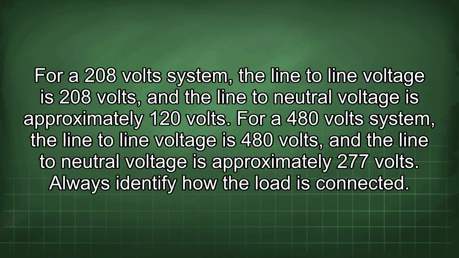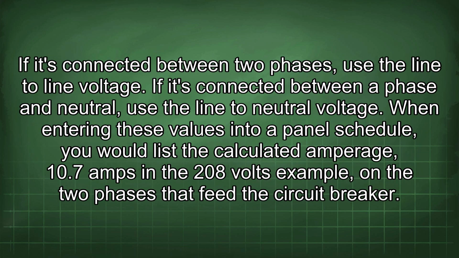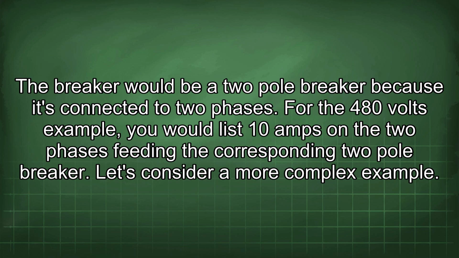Always identify how the load is connected. If it's connected between two phases, use the line-to-line voltage. If it's connected between a phase and neutral, use the line-to-neutral voltage. When entering these values into a panel schedule, you would list the calculated amperage, 10.7 amps in the 208 volts example, and the two phases that feed the circuit breaker. The breaker would be a two-pole breaker because it's connected to two phases. For the 480 volts example, you would list 10 amps and the two phases feeding the corresponding two-pole breaker.